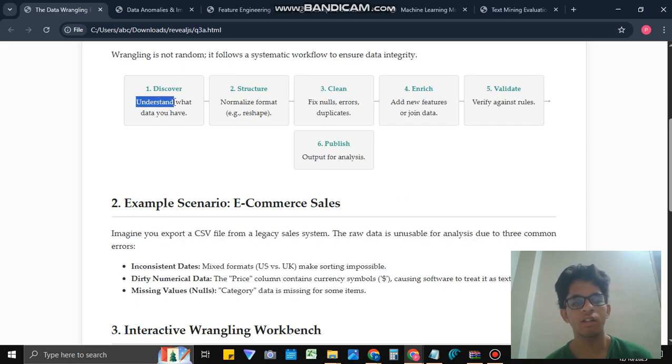Discover: in discover we understand what data we have. In structuring we normalize the format, for example reshape, scaling, etc. We clean: we fix null values, errors, duplicates, NaN handling, etc. Enriching: we add new features or attributes in the data to make it more informative. Then we validate it against various rules. If it is verified against the rules, then it's validated and ready for publishing. That is the output we have. We can use it for analysis as well.